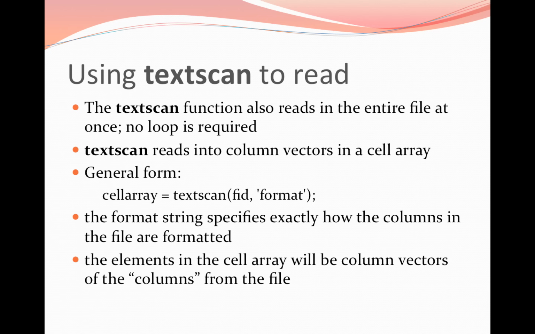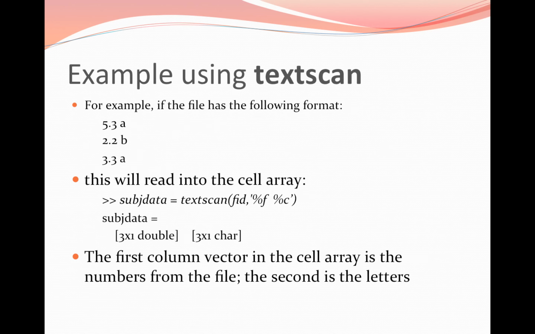The format string specifies exactly how the columns in the file are formatted. So think about this in a slightly different way. Think about the file as being separate columns. You're specifying the format of each column, and each column from the file gets read into a separate column vector, and then all of those are stored in a cell array. So let's take a look at an example.